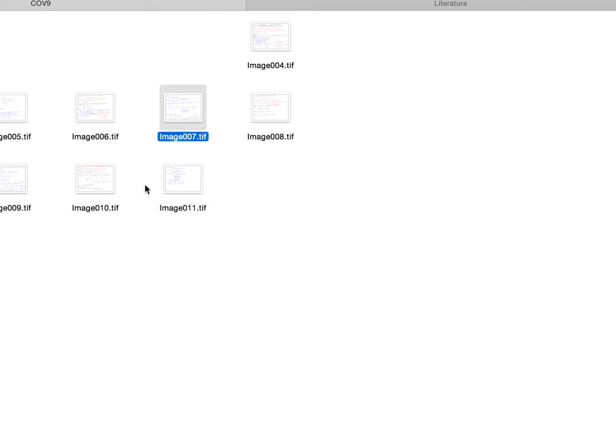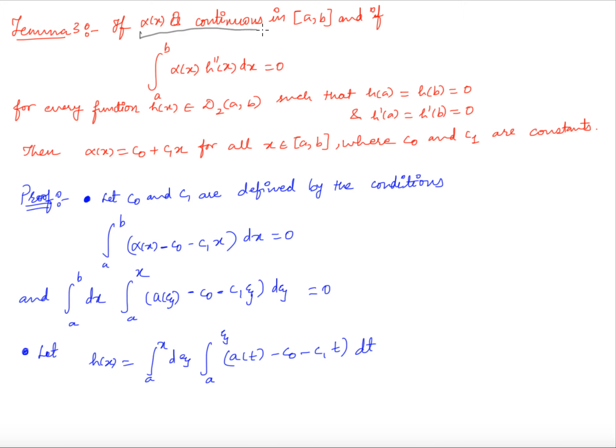Lemma 3 says that if you have, similarly, a continuous function alpha in the closed interval ab, and you have the integral from a to b of alpha of x h double dash x equal to 0 for all h of x which are in the space D2 ab. What is this space? This is the space of all functions which have second order continuous derivatives in the closed interval ab, and which satisfy the boundary conditions h of a, h of b equal to 0, h dash a, h dash b equal to 0.